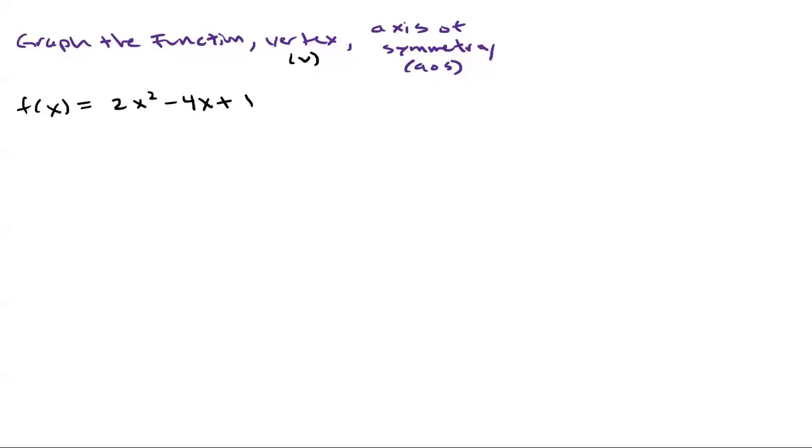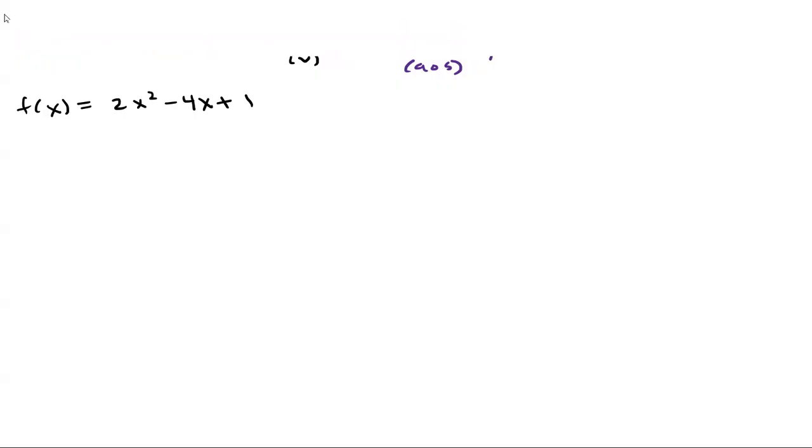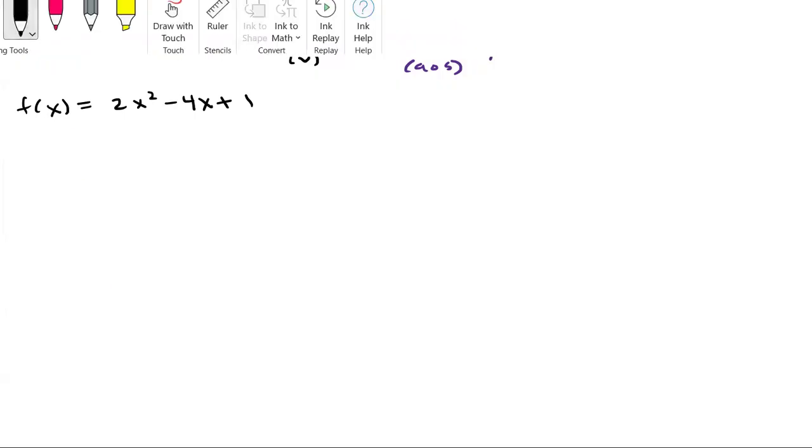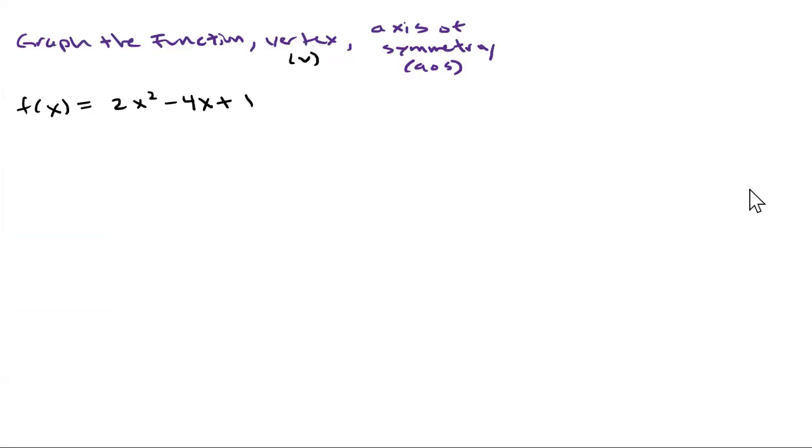Okay. So this one is a little bit different, but the process is still the same. Here we're going to take these two terms and move them to the left. Let me rewrite that. So 2x squared minus 4x, and then move this one to the right, giving us 1.